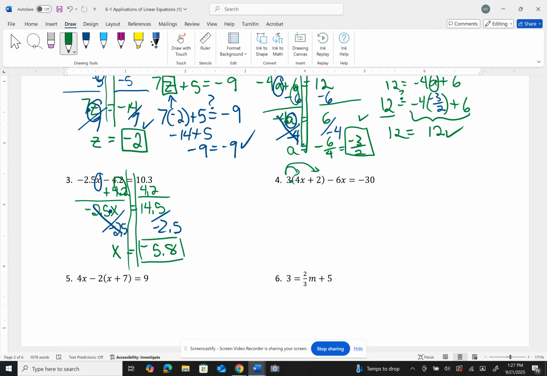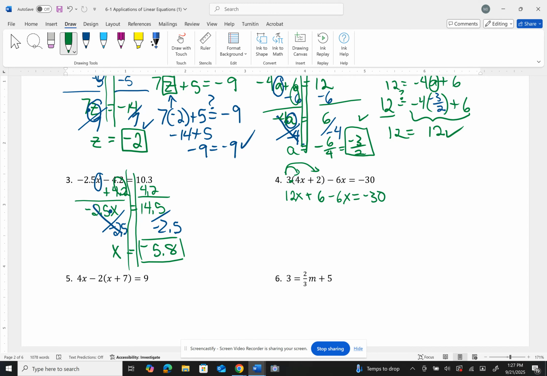So that's called the distributive property. The 3 needs to be dealt to both of those terms. So you would do the 3 times the 4x and get 12x, and then the 3 times the 2 is going to give you the 6. But then bring down the rest of the problem so you don't lose track of it.